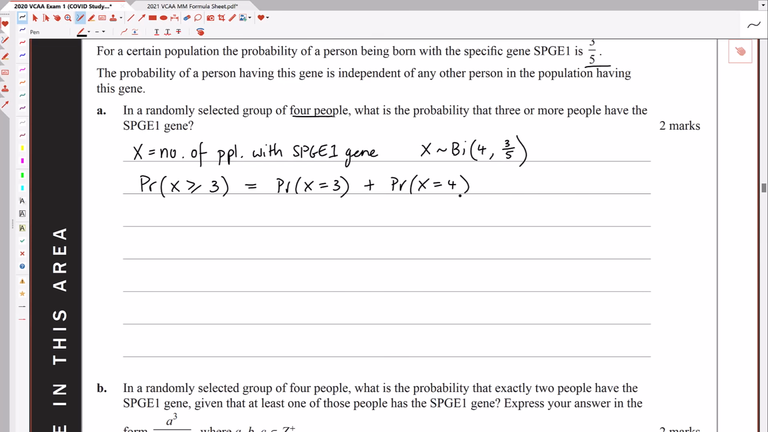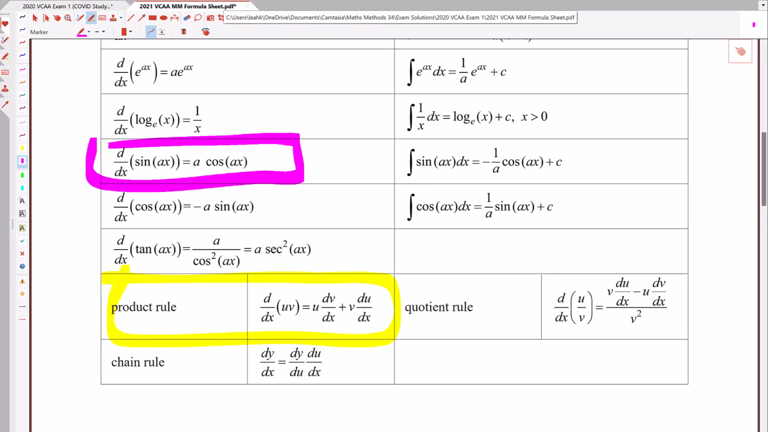So we're going to need our binomial formula here. Now I'm pretty sure it's not on our formula sheet. Let's just check though. Probability.